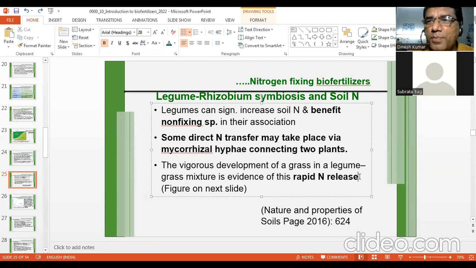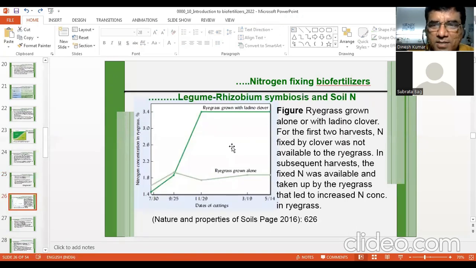So you can find some intercropping systems where legume is there. In one plot, you can have legume as intercrop. In another, you can have the pure crop of the cereal. Then you will find better growth of the cereal where you had legume intercropping. So you can see this example, dear students, and I mentioned the reference also. Ryegrass is a cereal plant, and in one case, you can see the ryegrass was grown alone, meaning pure cropping of the cereal crop.